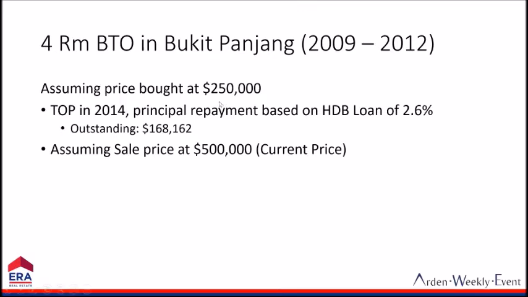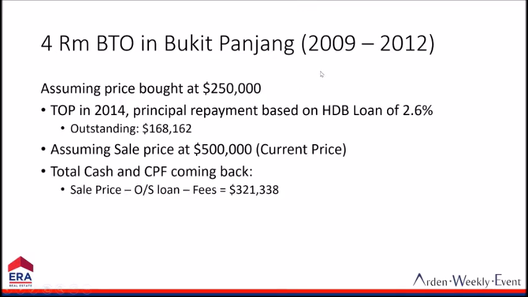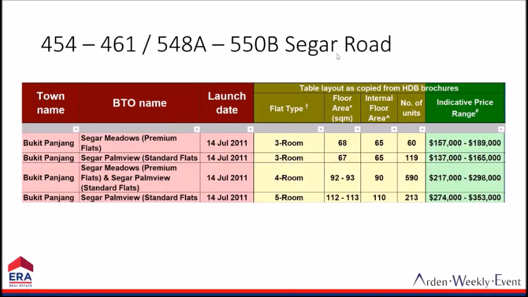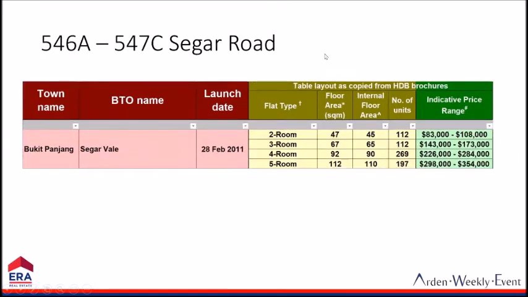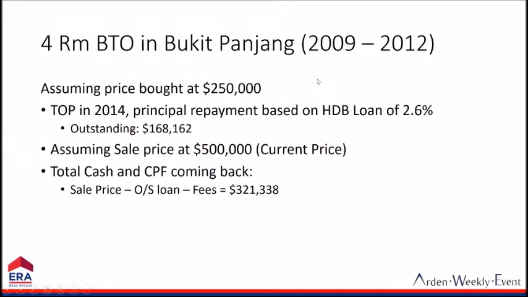Okay. So the total cash and CPF coming back after you sell is the sale price minus the outstanding loan minus all your fees, your agent fees, right? Let's assume 2%. So this is 300, it will come up to 321,338. That means very typically, if you approach anyone selling in these areas, you are going to get a minimum of 321,338 that this person has after selling off the property.